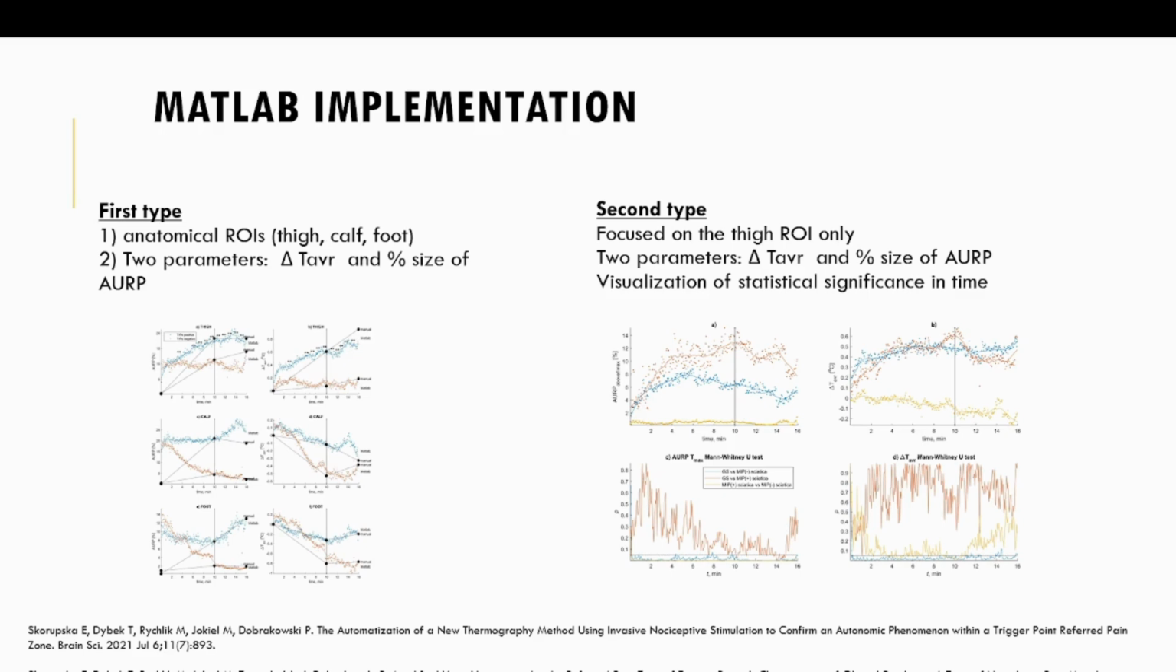The MATLAB implementation resulted in lots of new observations. Firstly, we can observe the development of the size of the phenomenon and the average temperature increase every 3 seconds. Then we saw that the minimum time for stimulation is 4 minutes. Additionally, MATLAB allows us to measure the statistical significance of each single record from the thermograms every 3 seconds. The results of the statistical analysis can be seen in the bottom right-hand pictures on the slide.